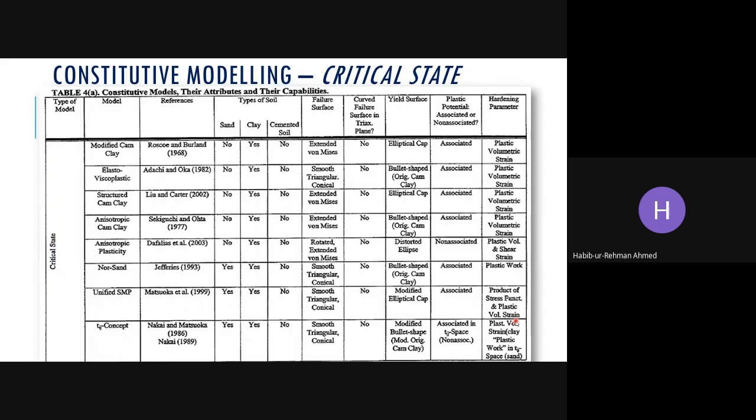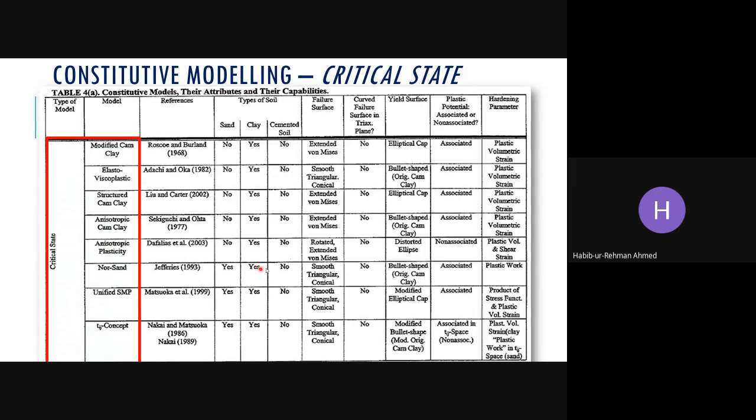Then this is the list of models which are based on critical state. I defined this critical state in one of the animations earlier. You see here modified Cam clay, elasto-viscoplastic, then you have structured Cam clay, anisotropic Cam clay, and even the unified SMP.